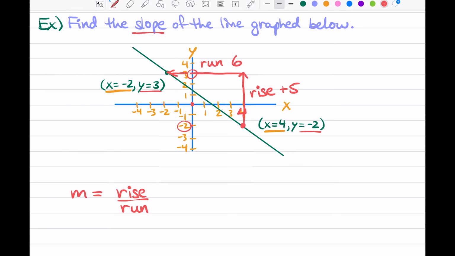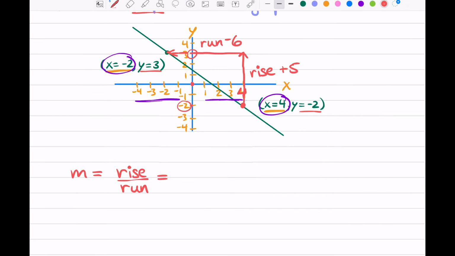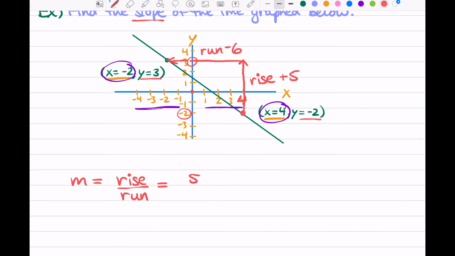However, we're running to the left. And when we do that, we say we're running -6. So why do we say that? Well, we say that because our x is actually decreasing. Remember, we keep our positive x values over here and our negative x values over here. So when we go from our positive x equals 4 and go to a negative, we say that we're running -6. We're running, think of it as running backwards, essentially. So now that we know our run, we know how much we're rising, let's put it into our formula here. So we rise 5, and then we run -6.